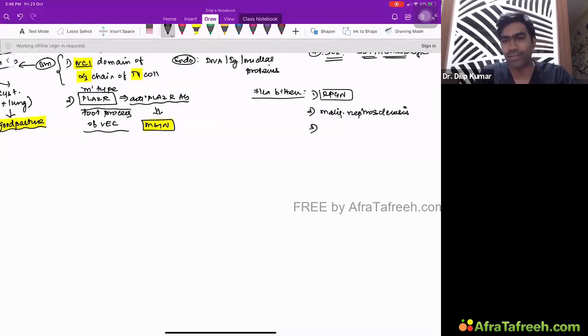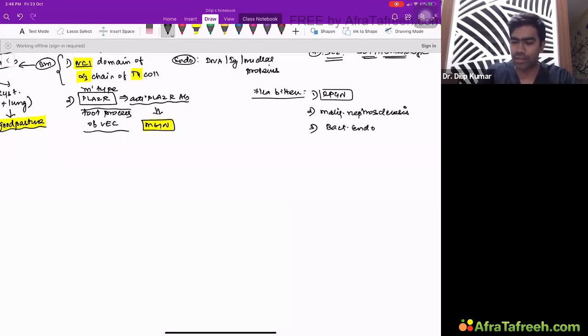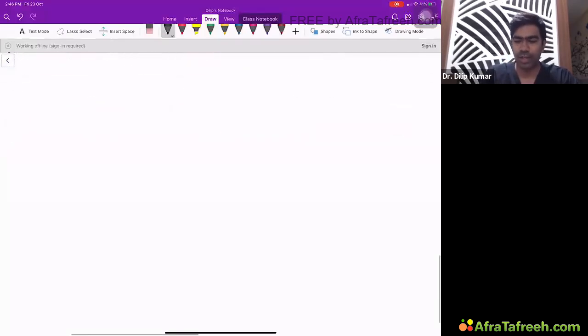And number 3, you have infective endocarditis, bacterial endocarditis. These are the 3 important differentials, especially subacute bacterial endocarditis, which produces more risk of developing this flea-bitten kidney compared to the acute forms of infective endocarditis. So these are 3 important terminologies that you need to know whenever you encounter the term flea-bitten kidney in the exam. Clear? All right.